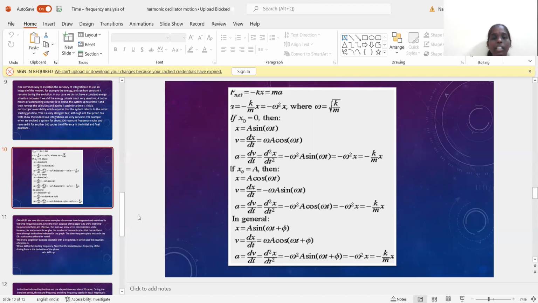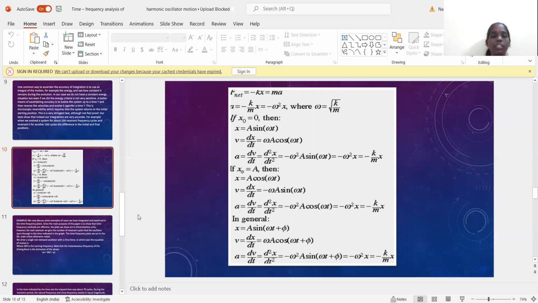a equals dv by dt equals d square x by dt square equals minus omega square a sine omega t equals minus omega square x equals minus k by m into x. If x is equal to a, then x equals a cos omega t. v equals dx by dt equals minus omega a sine omega t.